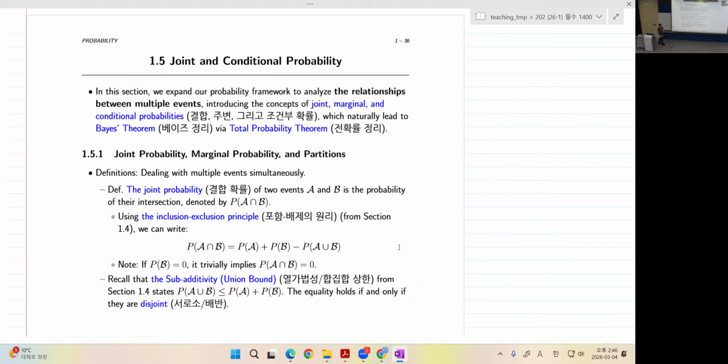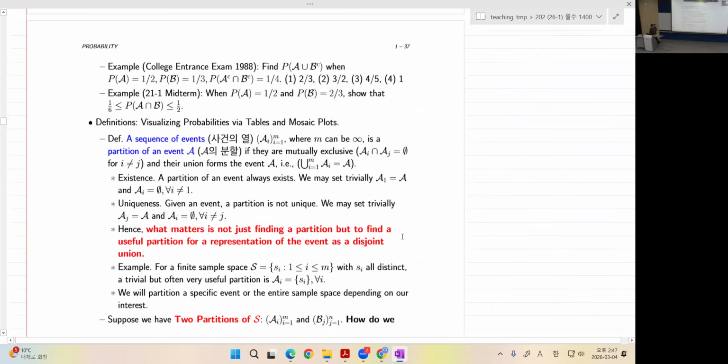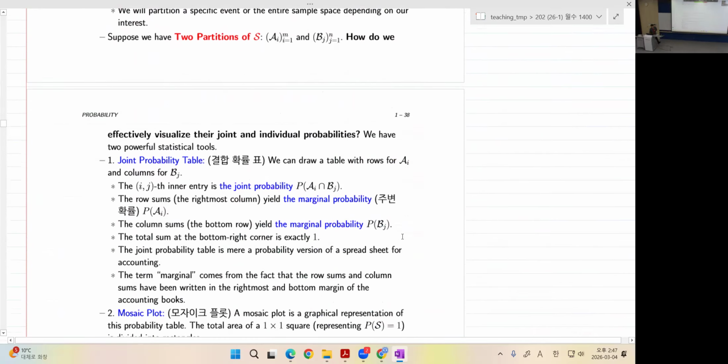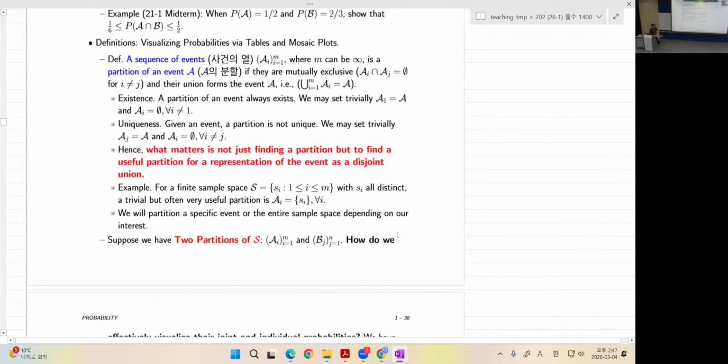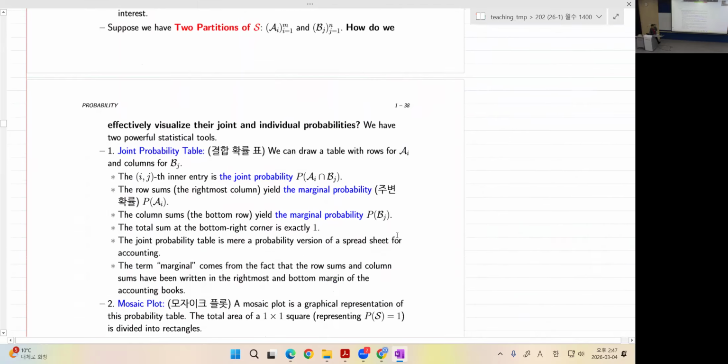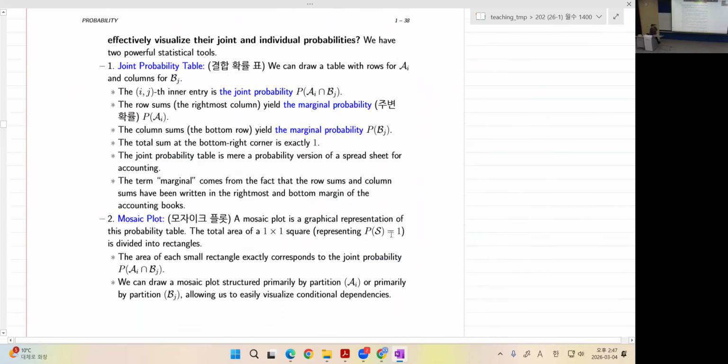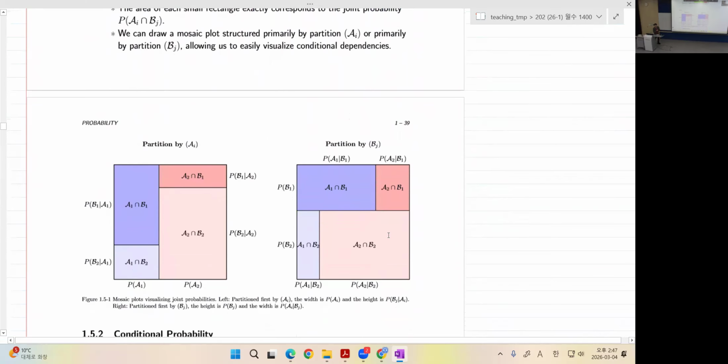Yeah, just a second. Yeah, we will be back with this mosaic plot. Just a second. Yeah. So here we have.